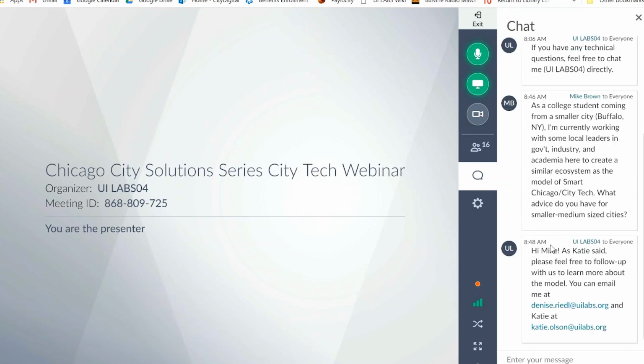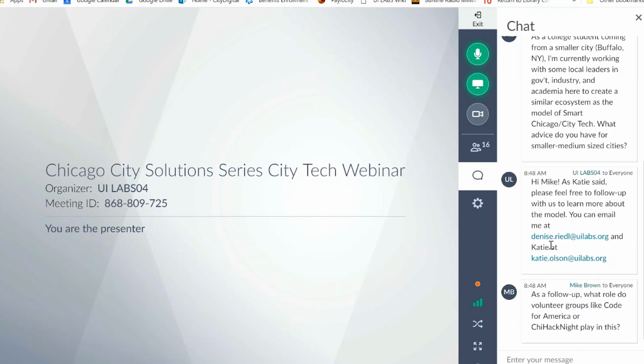So my advice for smaller and medium-sized cities is really the same. I think a cross-sector consortium is critical, and size is sort of irrelevant. But we will cover a lot of that information in July, and I'd be happy to follow up offline as well with how the consortium developed. Great question.